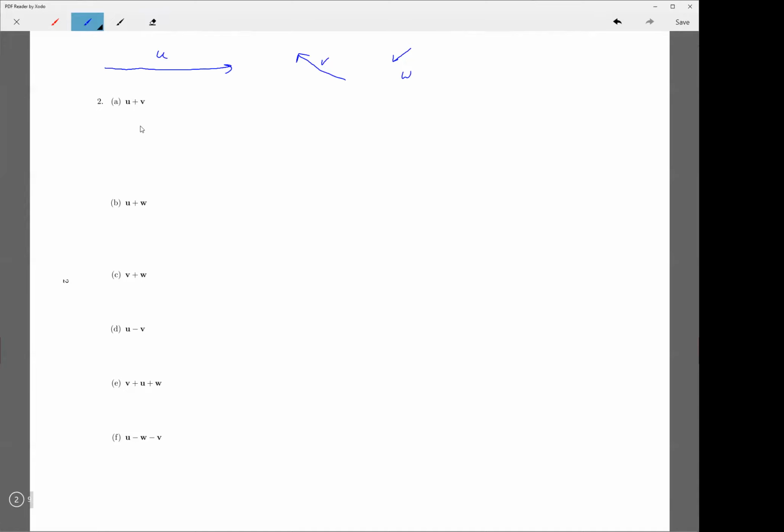Okay, so we're supposed to find U plus V. The idea here is that one way to do it is you can start right here and do U and then tack the V right on the end of it like that. So this is what V would look like, and here's what U would look like. And then the resulting would be this vector here. So yes, that would be U plus V. So let's see, which one of those is that? That's upper right. Yeah, so that's upper right.